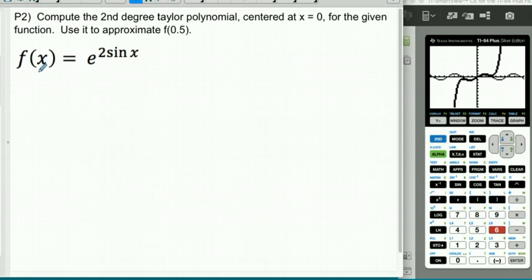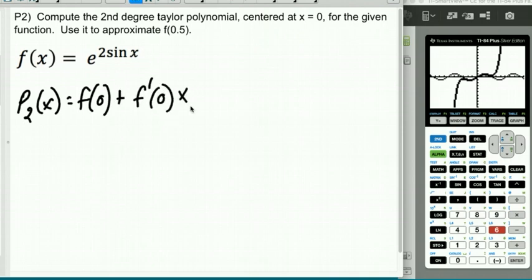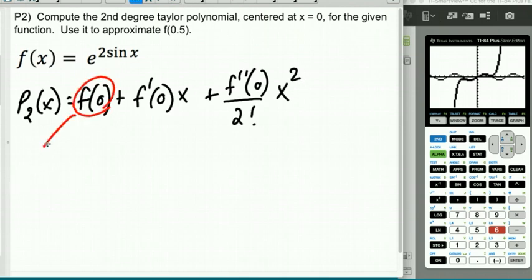All right, so I know that my p sub 2 of x should be f of 0 plus f prime of 0 times x minus 0, which is just an x, right? Plus f double prime of 0 over 2 factorial times an x minus 0 squared, so just an x squared. So again, I really need to find 3 things. I need to start by finding f of 0. Well, f of 0 is going to be e to the 2 times the sine of 0, which is just e to the 0 again, so hey, that's a 1.